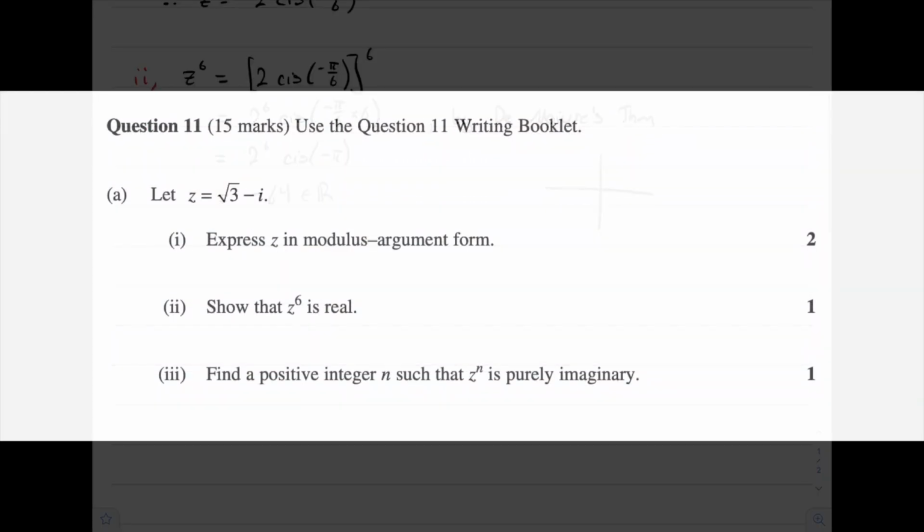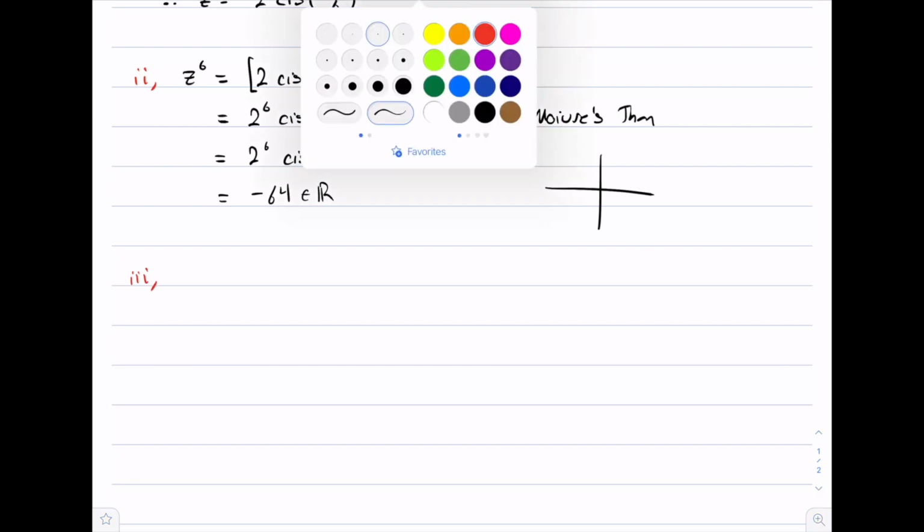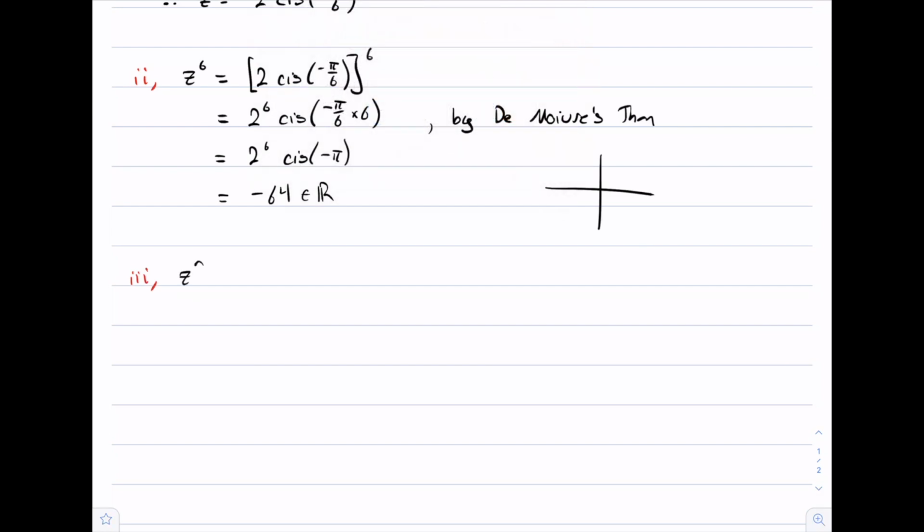And then part 3 says to find a positive integer n such that z to the n is purely imaginary. So we want to have a look at what z to the n is. Well, again, we're going to pretty much do the same thing that we did above. We're going to use de Moivre's theorem here by raising this complex number z to the power n. Again, by de Moivre's theorem, the modulus gets raised to the power of n. So we have 2 to the n. And our argument gets multiplied by n. So this is going to be cis minus pi on 6 times n.